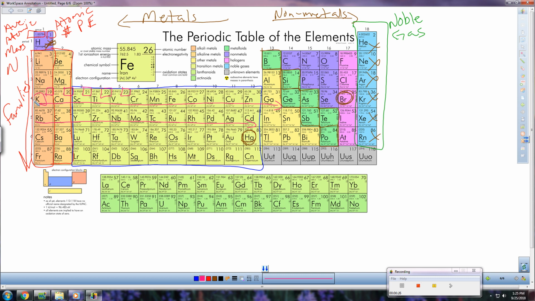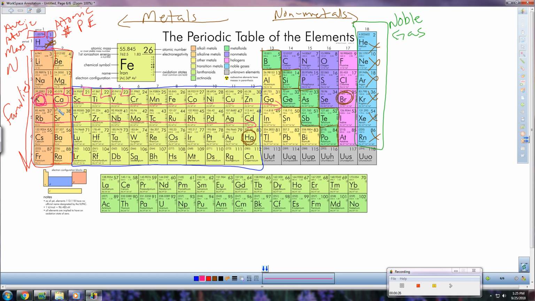Potassium, very reactive in water, likes to catch on fire, likes to blow up when you drop it in water. Calcium, very non-reactive in water. It doesn't even really react. We can put it in water and it'll slowly start to dissolve inside of there.